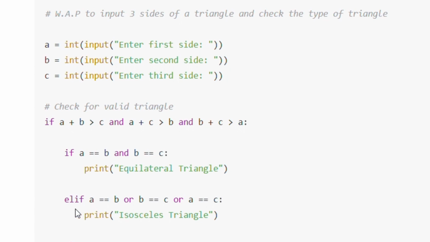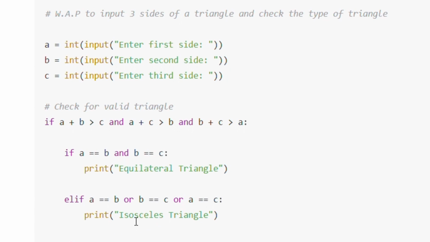If any two sides are equal, then this is your isosceles triangle. So if this condition is false, then again there is a condition: if A equal to B, or B equal to C, or A equal to C. That means any two sides equal, then this is your isosceles triangle.